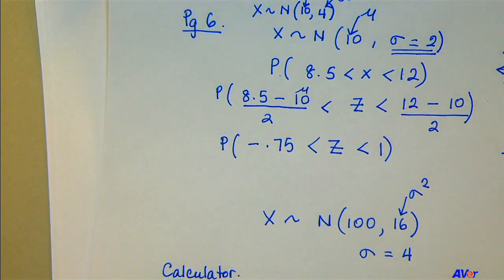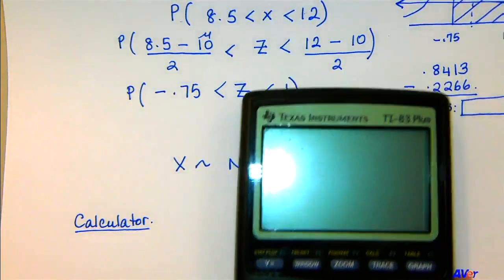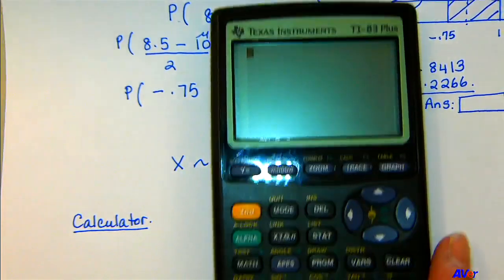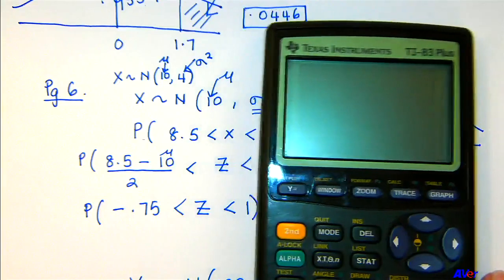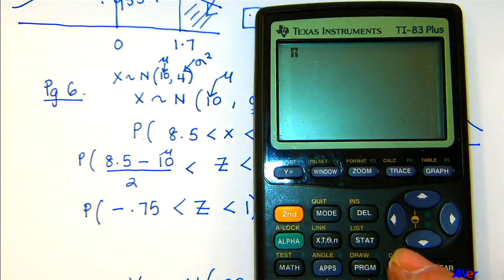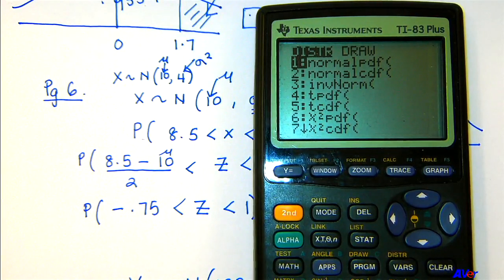So you would go to second function. I'm sorry, I'm just trying to get it so that it doesn't reflect. Second function, and then the VARS key, which is right there. That will bring you to distributions. You're looking for norm CDF. Norm CDF. So go to the second one down.